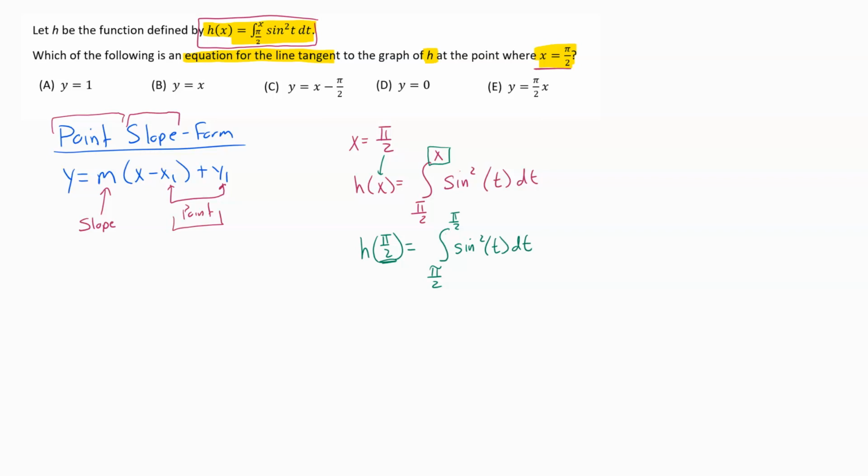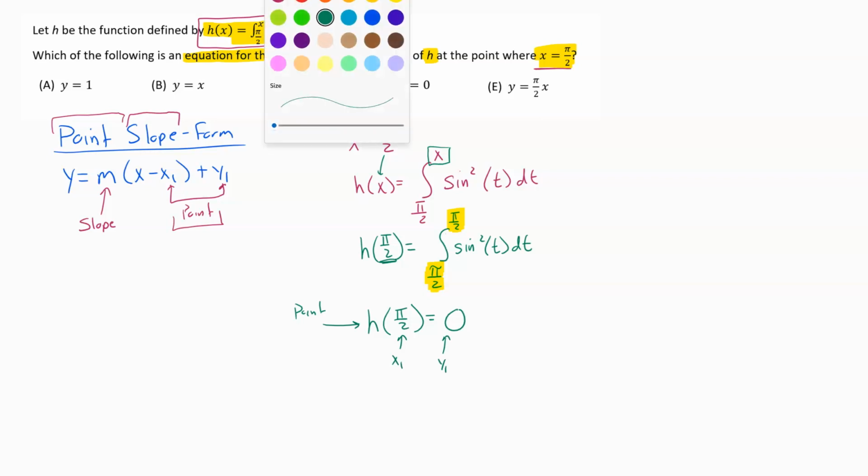The key to this problem on this piece was knowing that it doesn't matter what the integral is. You don't actually have to solve that. Whenever your lower bound and your upper bound are the exact same value, it doesn't matter what integral you're taking. The answer to that integral problem is always the same. It's always 0. So we now have our point that we need for our point slope form. We've got our x1 value right there, and we have our y1 value right here.